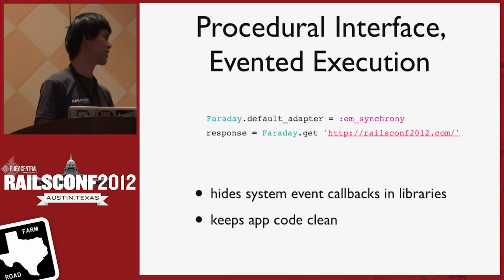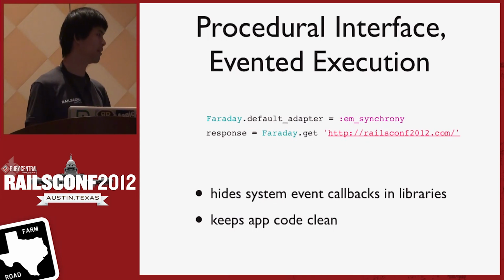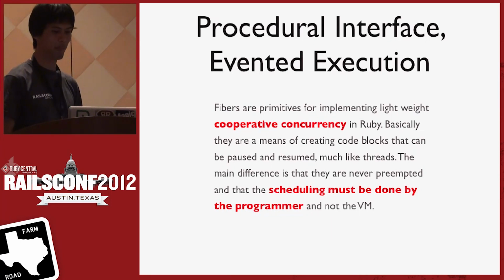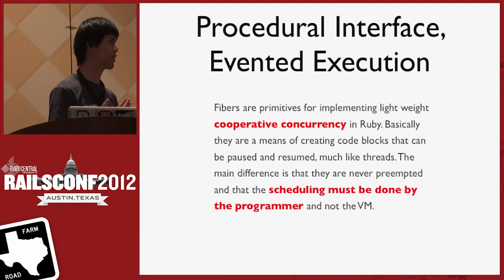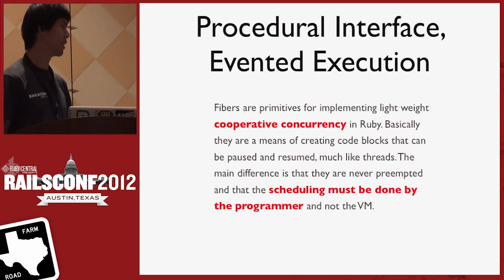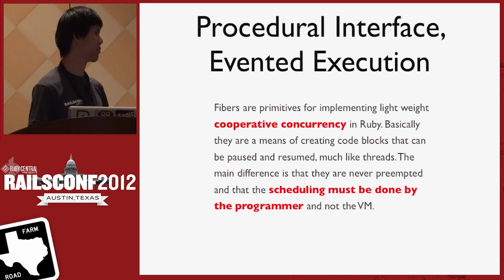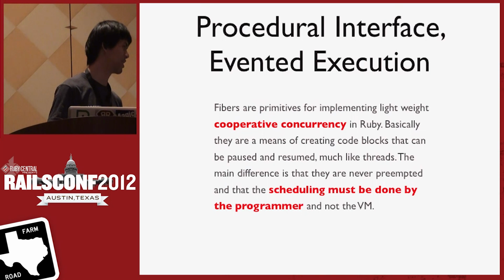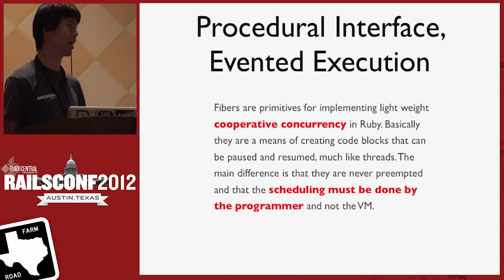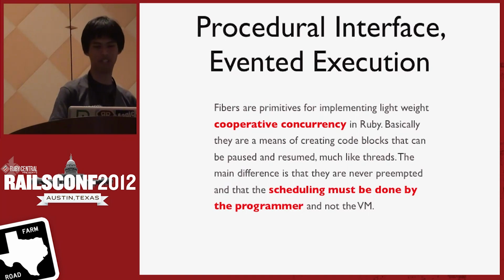So the point is, it keeps our application code clean, and we can hide the callbacks in libraries. The way this is achieved is by using Ruby's fiber objects. From the docs, it says, fibers are primitives for implementing cooperative concurrency in Ruby. Basically, they're a means of creating blocks that can be paused and resumed, much like threads. The main difference is that they are never preempted, and the scheduling must be done by the programmer and not the virtual machine.